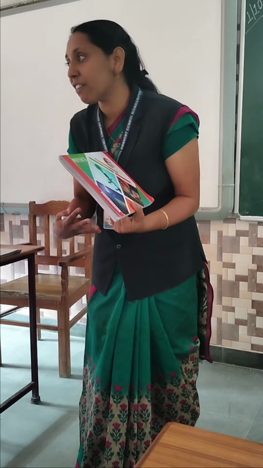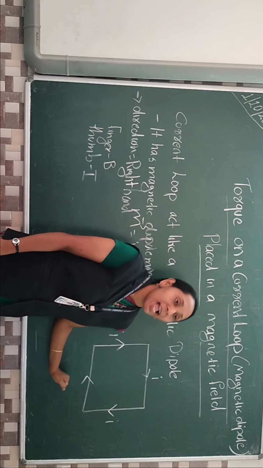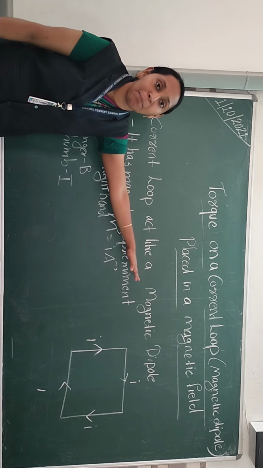A rectangular loop is placed in a magnetic field. What changes will happen in the rectangular loop? Will a torque be created or not, how is the force, that is our expression. What's the value? Listen here. I am considering a rectangular loop carrying current. So again, this rectangular loop behaves like a magnetic dipole.